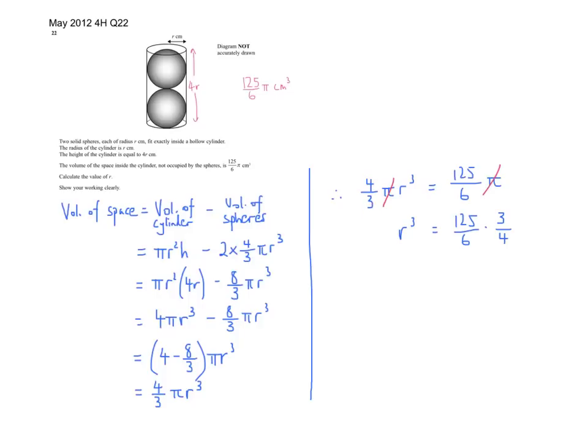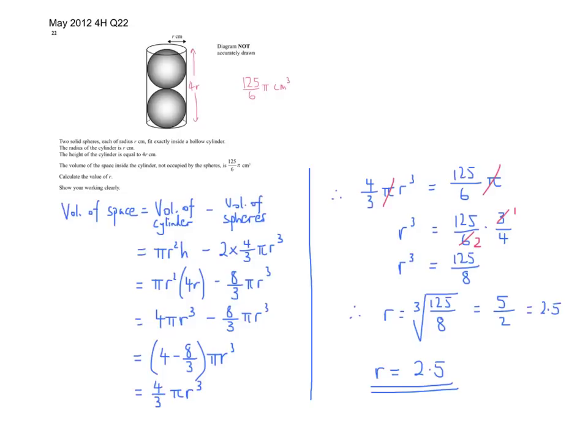So I've got r cubed is 125 over 6 multiplied by 3 over 4. Can do a quick bit of cancelling with the 3 and 6. So r cubed equals 125 over 8. So very simply, if r cubed is 125 over 8, I take the cube root, I get 5 over 2 or 2.5. So I just need to double check units.